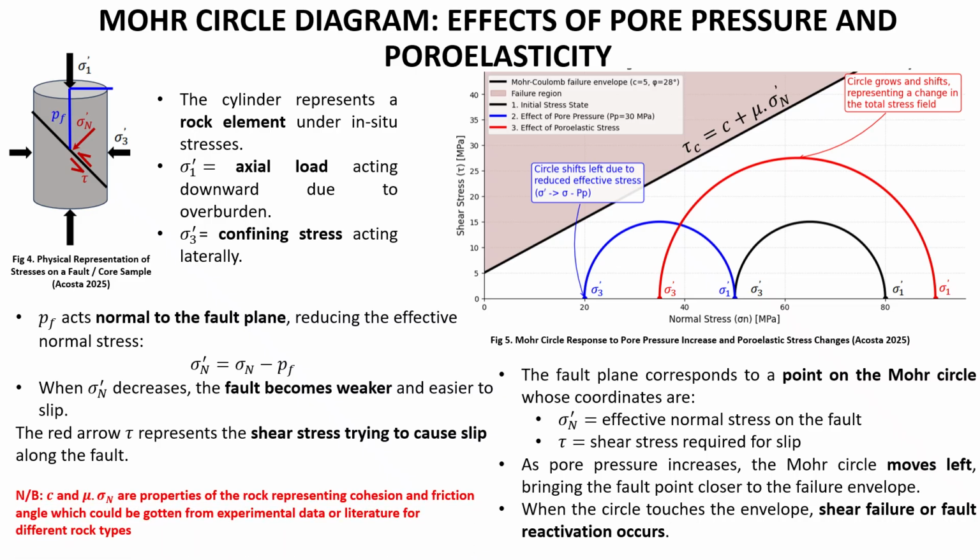I noted this part, which you can see at the bottom, that C, the cohesion, and the friction angle depend on rock properties, which can be obtained from experimental data from the lab or literature values for different rock types.